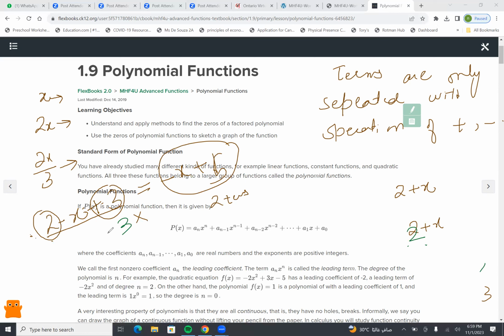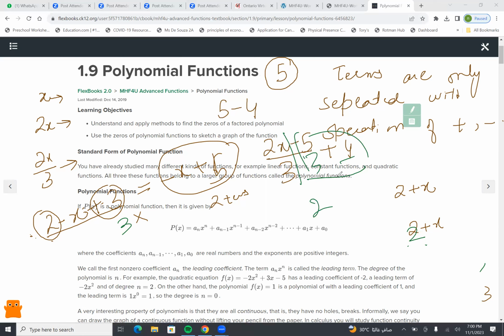If there is a digit 5, how many terms? 1. 5 minus 4? 1. 2x minus 5? 2 terms. Divided by 3? 2 terms again. Plus 4 will be two terms, because we can solve the 3 and the 4 together, so there will be 2 terms. We can simplify it.